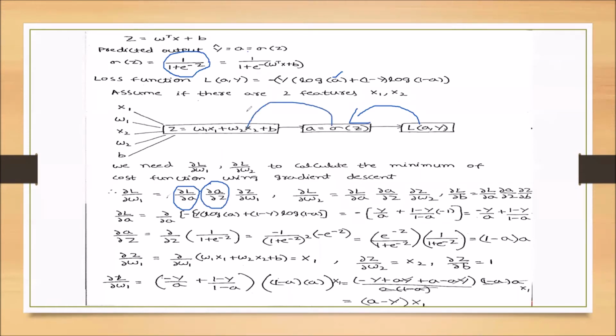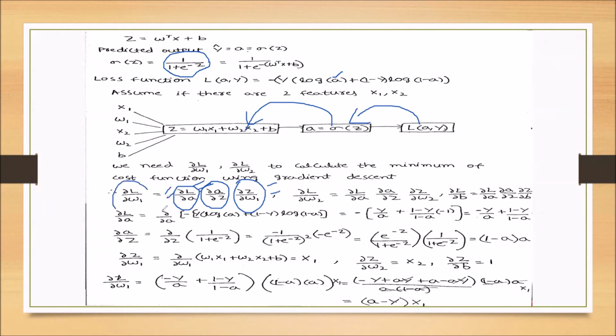Next we are going to the next step. In the next step, what is z? Z is equal to w1 x1 plus w2 x2 plus b. Because I have considered two features, there are two parameters. So now I am differentiating dou z by dou w1. So this is like I am expressing dou L by dou W1 in the form of dou L by dou A, dou A by dou Z, and dou Z by dou W1.